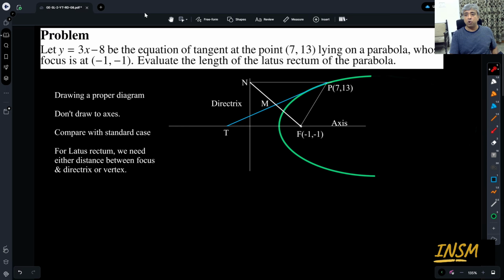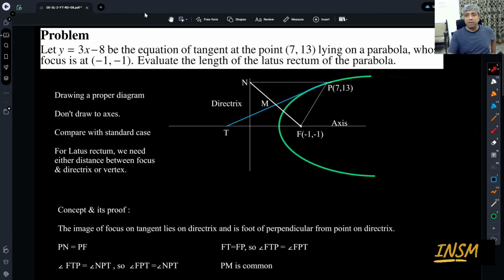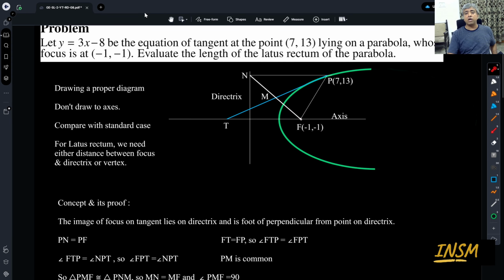Our next task would be to use a concept: the image of focus on the given tangent lies on the directrix. It is the same point which is the foot of the perpendicular from the given point. Try to prove that the image of focus on the tangent will lie on the directrix and will be the foot of perpendicular from this point.